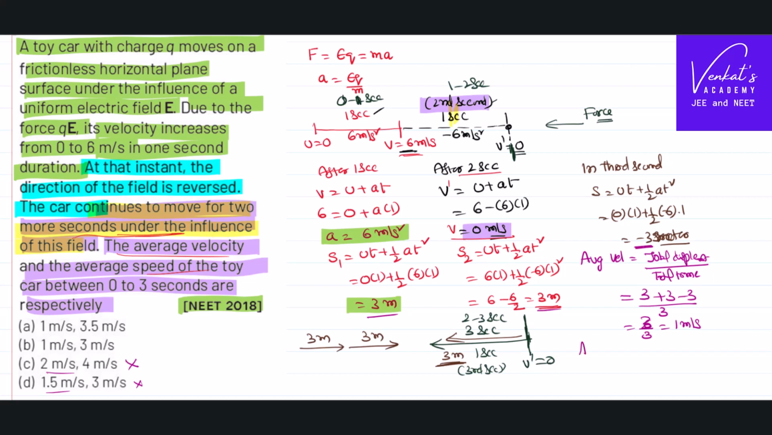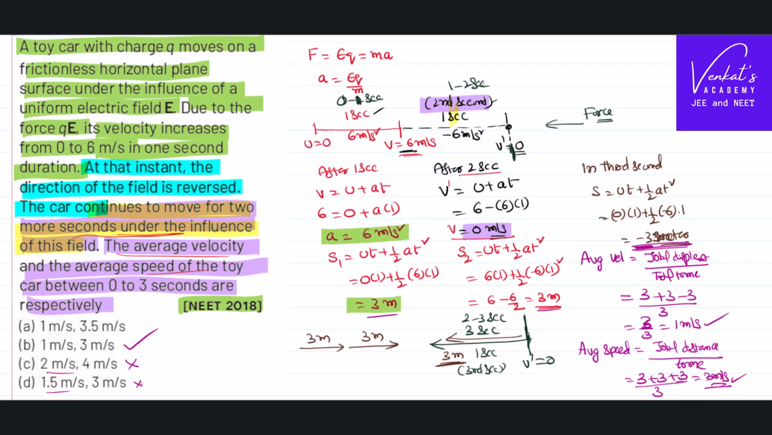And you can also find out average speed as total distance by total time. Total distance means in the first second 3 meters, in the second second 3 meters. The third second also I will write plus 3 meters, because when you are talking about distance, you don't take the sign into consideration. Only magnitude is important. By 3, that's 9 by 3, that is 3 meters per second. So this is the answer: 1 meter per second average velocity, 3 meters per second average speed.